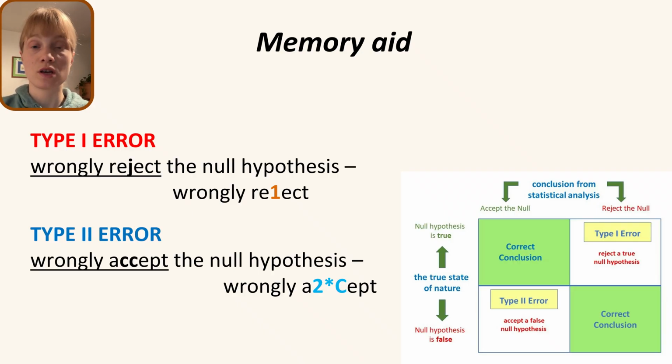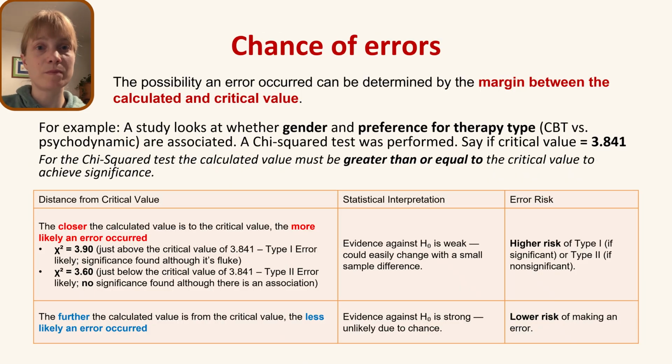As a memory aid, I tell my students to think of the letter J in reject as a 1, linking to Type 1 error. So we wrongly reject the null hypothesis. And in accept, there's a double letter, 2 C's, which I link to Type 2. We wrongly accept the null hypothesis. The possibility that an error occurred can be determined by the margin between the calculated and the critical values.